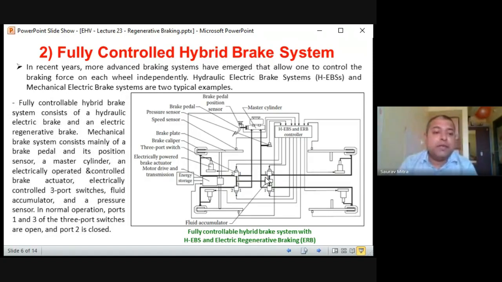So the fully controlled hydraulic brake system consists of a hydraulic electric brake and an electric regenerative brake. In the previous case, the regeneration was not very good. This is a modern system, that is the HEBS system. Here, regenerative brake is the main agenda.